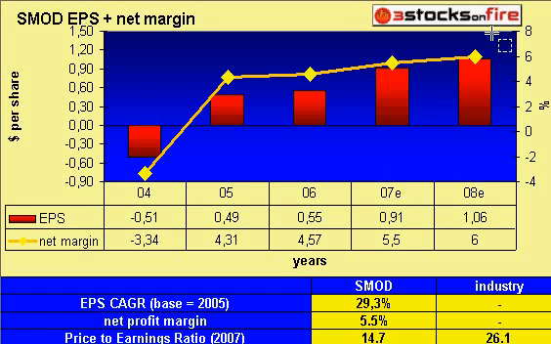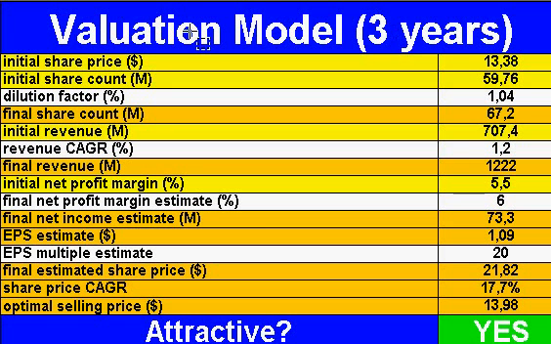net profit margin business. So on my valuation model, these yellow lines are known facts. The initial share price, which is the current share price, the initial share count 59.76 million, initial revenue, it was 2006 fiscal revenues of 707 million, and the initial net profit margin 5.5%, which was the 2006 net profit margin. These orange lines are calculated automatically by the model, so I just have to estimate these 4 white lines.